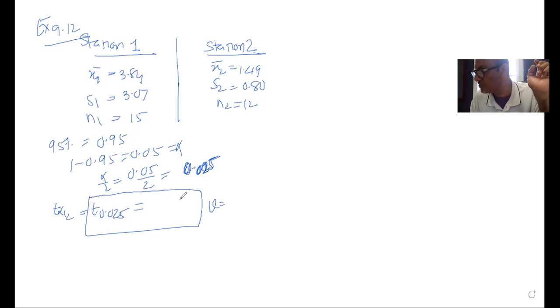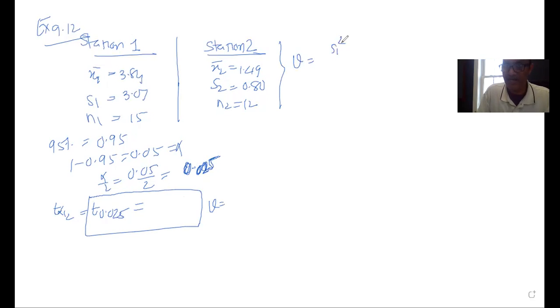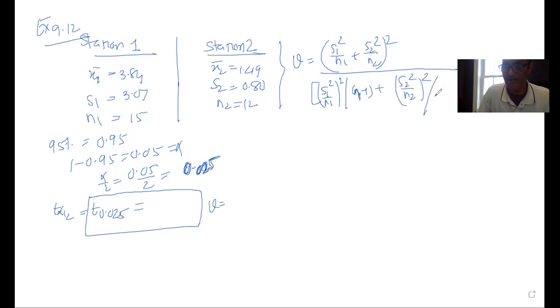We have to make sure about this first. So let me find my V here using this data. V is equal to S1 square divided by N1 plus S2 square divided by N2, and whole square, all divided by S1 square divided by N1, whole square, divided by N1 minus 1, plus S2 square divided by N2, whole square, divided by N2 minus 1, and bracket complete.